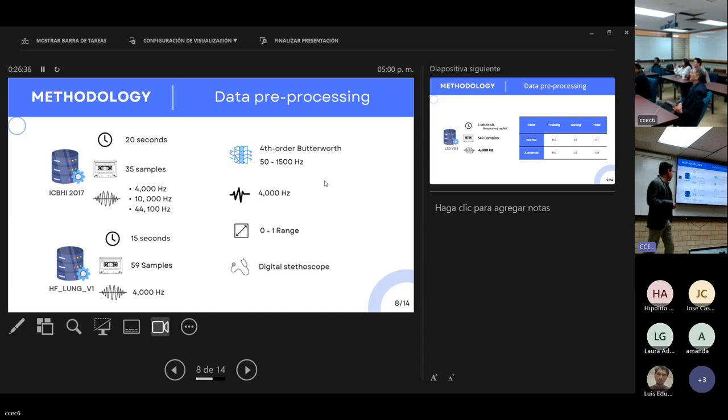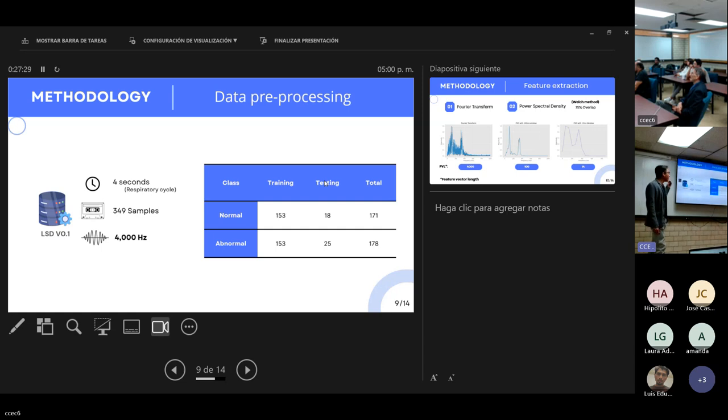So as the first preprocessing step, we filtered both data sets using a fourth-order Butterworth bandpass filter with cutoff frequencies at 50 Hz and 1.5 kHz. Then we standardized the sampling frequency at 4 kHz. This frequency was chosen for two reasons. The first one is that it's the minimal sampling frequency that we had in both data sets. And also it is the sampling frequency used in digital stethoscopes. The third stage was to normalize the audio signals to a range between 0 and 1, and the digital stethoscope samples were considered. The rest were discarded for this stage.